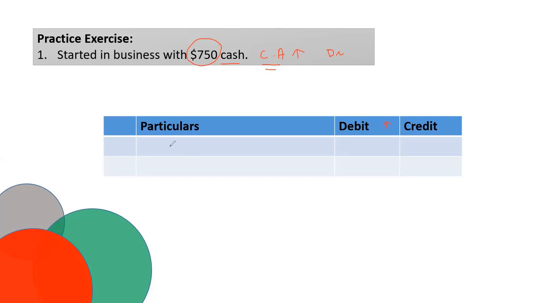So what should we write here in particulars? We will write cash. If you have cash in hand, you will write cash. If you have cash in bank, you will write bank here. So let's say here we have cash in hand. So I will write cash, left aligned, and $750 as a debit entry.